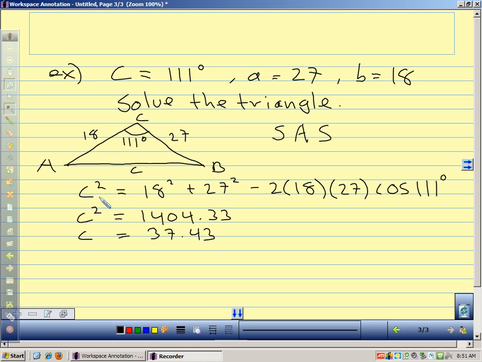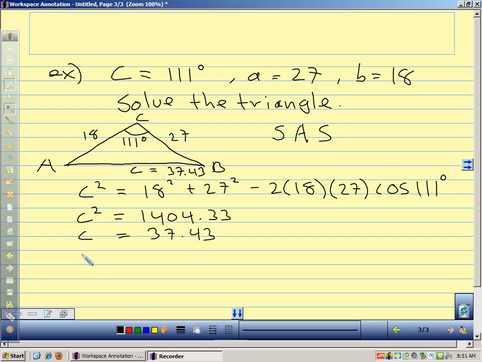So now we have side C. Side C is 37.43. We could use law of cosines again, because now we have three sides, but now it's going to be way easier to use the law of sines. We have side C and angle C. We can find angle A, and then once we find the second angle, we can add those together and subtract from 180 to get our third angle. So let's find angle A.